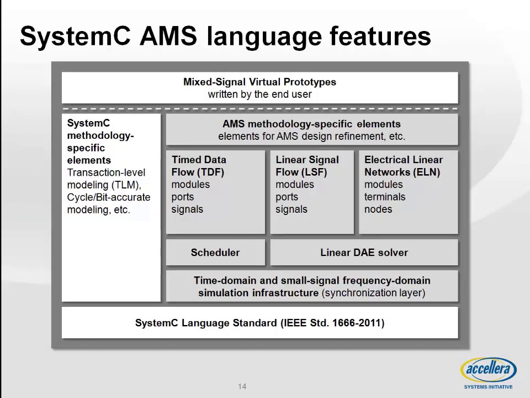Here is an overview of SystemC and SystemC AMS. So we are based on the plain SystemC language, and of course you can make your virtual prototypes or mixed-signal virtual prototypes using all the SystemC goodies. What we basically add is this piece. So we have time and frequency domain solvers. We have dedicated schedulers or solvers available to support the 3 models of computation I already mentioned: the time data flow, the signal flow, and the electrical linear networks. So with that we have a comprehensive solution to bring AMS to the system level.